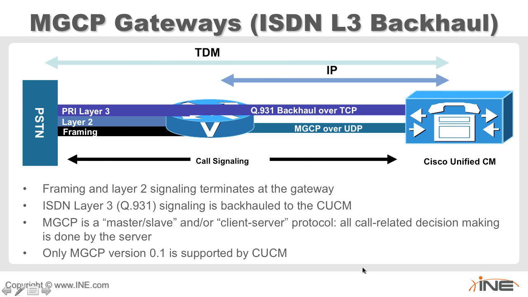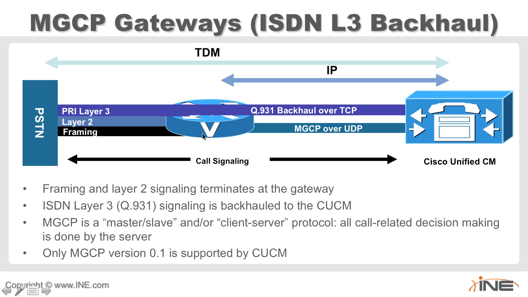Okay, so here's where we have the call signaling for layer 3. The TDM, at least as far as the PRI layer 3, it actually goes through the router all the way back to CUCM. The layer 2 and layer, actually, this is only for ISDN, PRI or BRI. If it were FXO, FXS, there is no backhaul. I just mentioned that. But the layer 2 and framing for ISDN is still terminated locally by the router, and MGCP call signaling handles that.